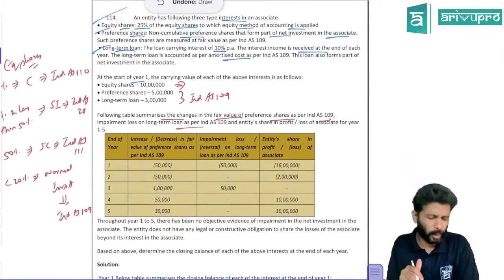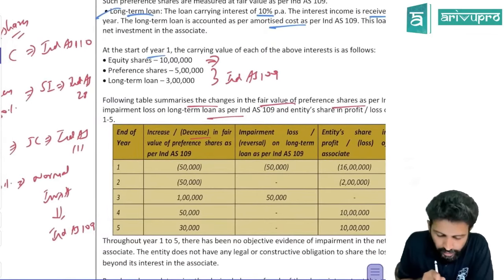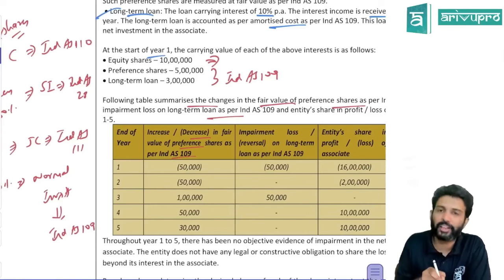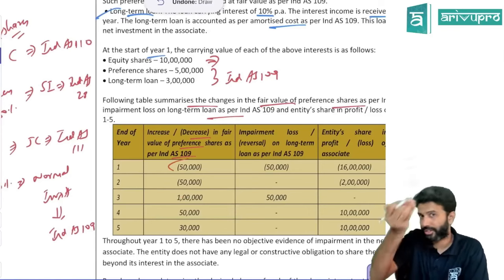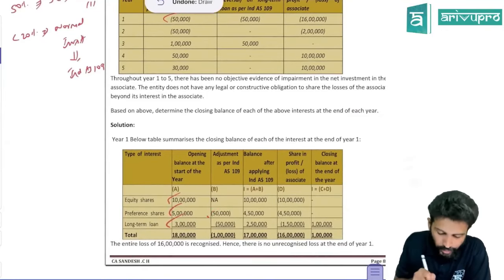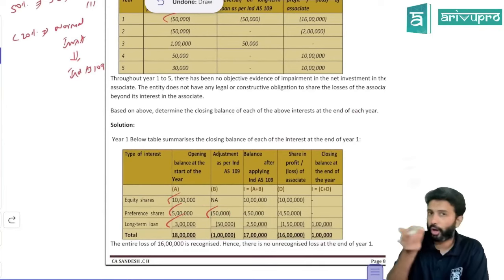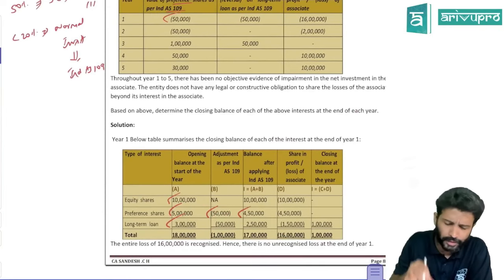So obviously your value will probably be under fair value method. So they've given you fair value gain or loss, the increase or decrease in fair value of preference shares as per Ind AS 109, for every year. So preference shares in the first year have reduced by 50,000. This is a fair value loss. That means its balance will reduce. So before you do anything, first you give the Ind AS 109 adjustment. It was 5 lakh. Fair value loss of 50,000 is there. So its balance is 4,50,000. This is for preference shares.